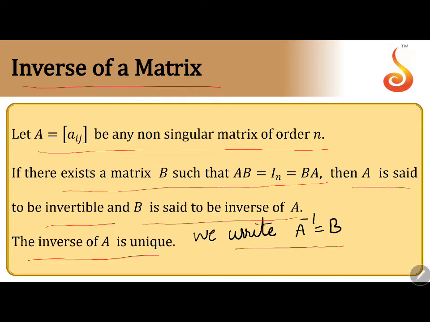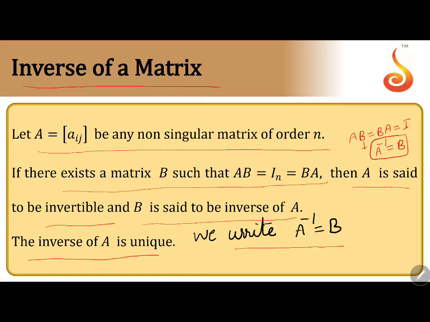So, to find the inverse of any matrix A, there exists another matrix B of the same order as that of A such that AB is equal to BA is equal to I. If this condition is satisfied, then we can say A is invertible and this matrix B is called the inverse of A, and this can be written as A inverse is equal to B. Here B is the inverse of A.